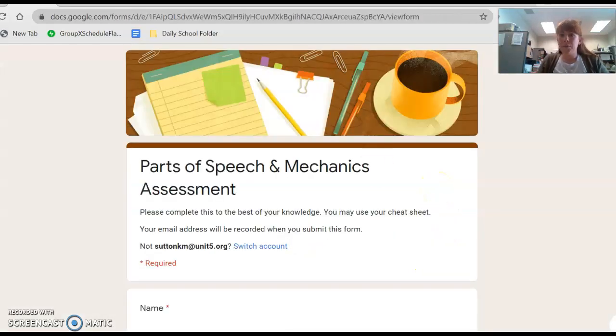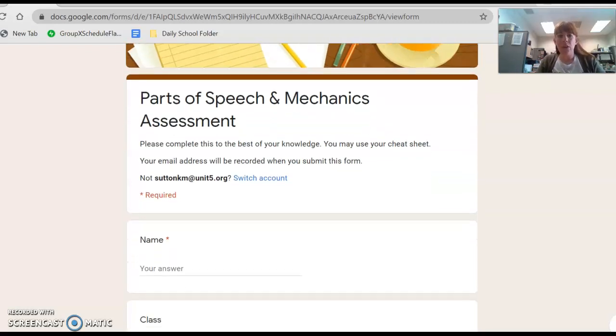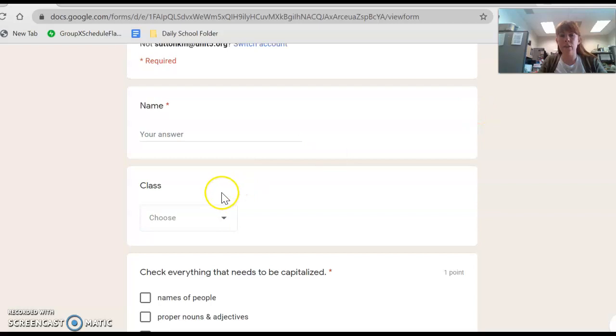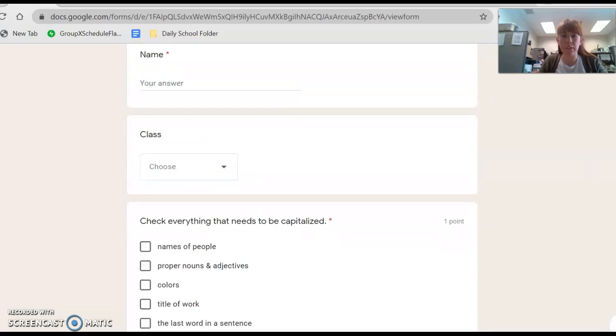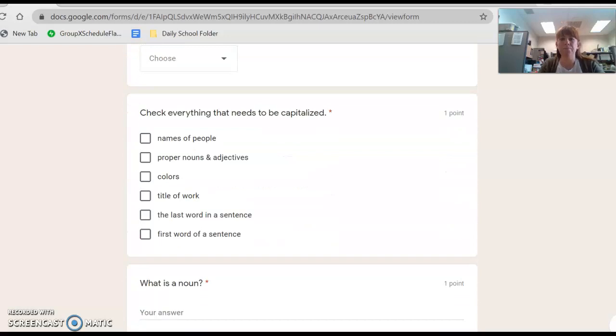Okay, so here's what it looks like. Parts of speech and mechanics assessment. You will need to put your name and the class that you're in, because I'm using this for two different classes. Now, number 1, check everything that needs to be capitalized.